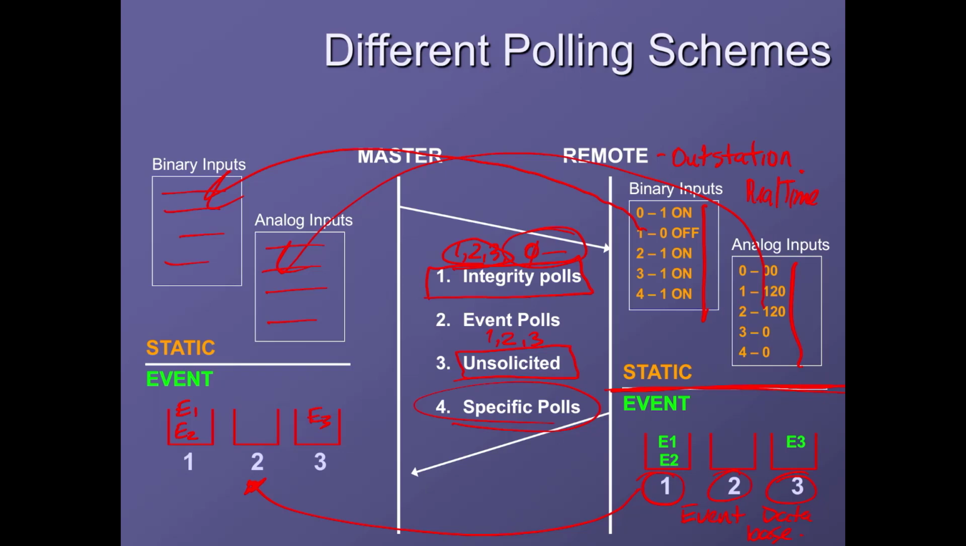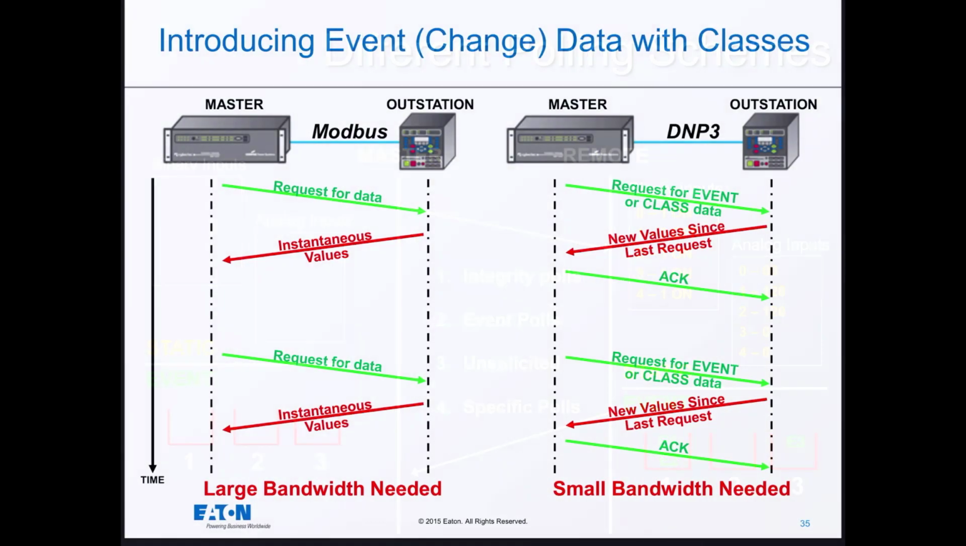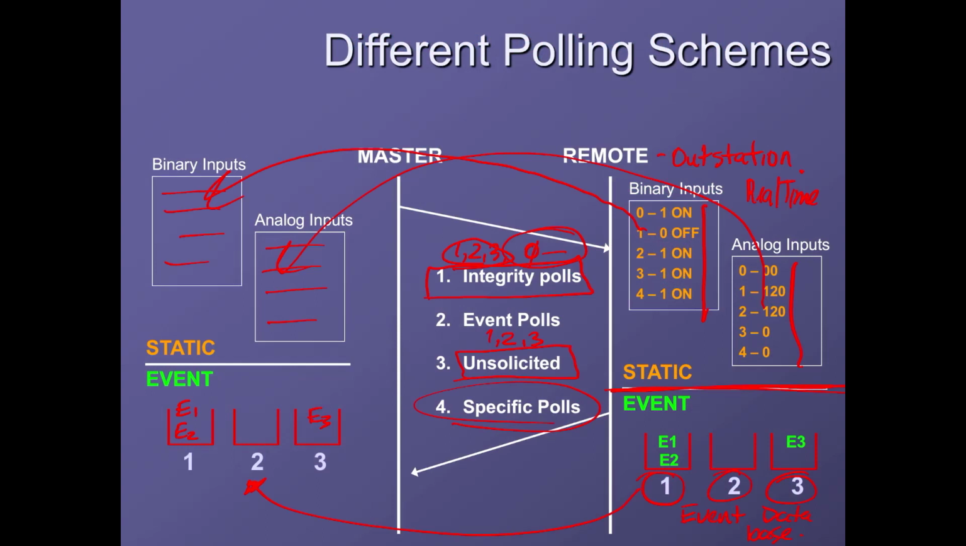So let's say for a specific data poll, we would send out object 1 for our binaries. Object 1, variation 0 would be the wildcard saying give me back whatever you have. And then for your analogs, you could do object 30 as our analog input object group number, and then you could do variation 0 there as well, which is going to say give me back whatever specific variation you've been configured for, meaning the outstation.